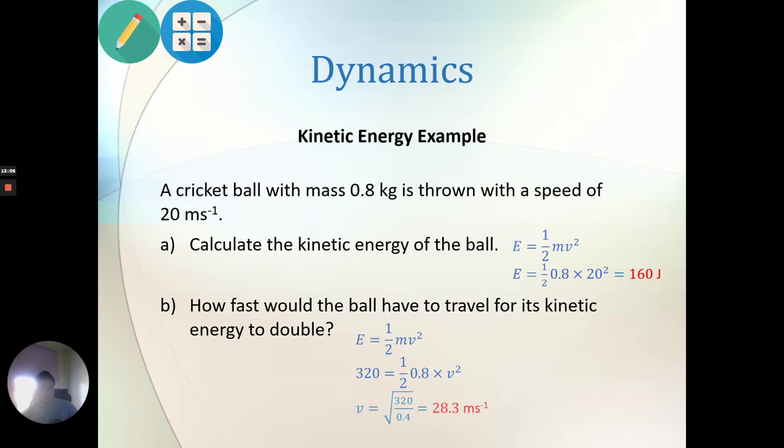Now we rearrange for v. So v equals the square root of 320 over 0.4, and that means that in order for the kinetic energy to double, it's got to be travelling at 28.3 meters per second. So only 8.3 meters per second faster, and the kinetic energy doubled. And that definitely isn't what I would have predicted immediately.